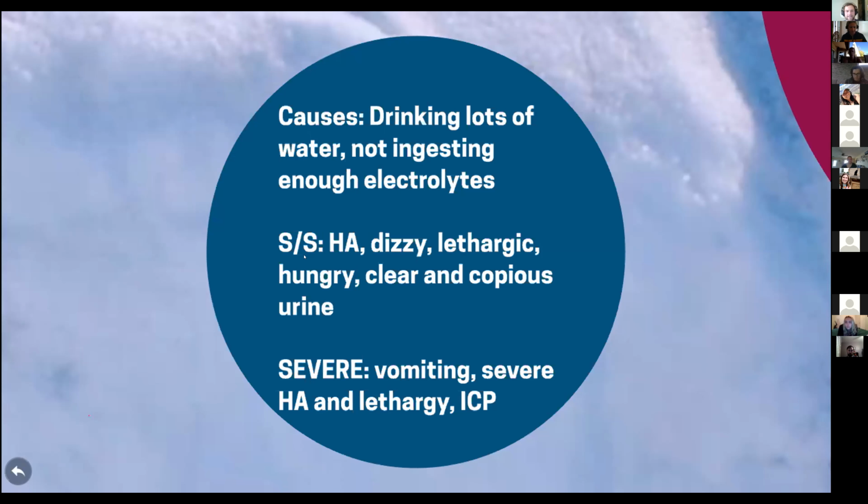So signs and symptoms of mild hyponatremia are headache, dizziness, lethargy. Lethargy is when you just feel really tired. You don't really want to do anything. Hunger and clear and copious urine. So clear and copious urine makes sense. They've had a bunch of water, so now they're urinating frequently and it's clear.